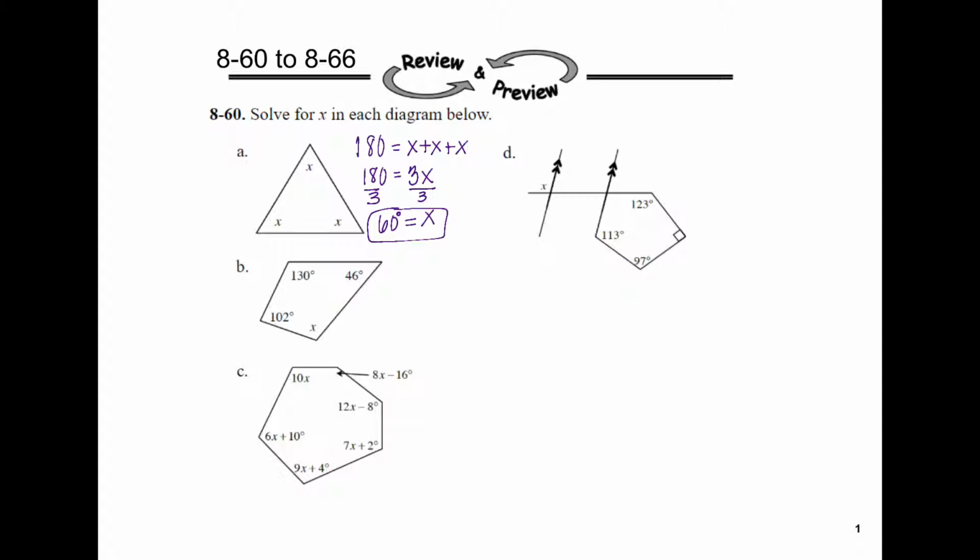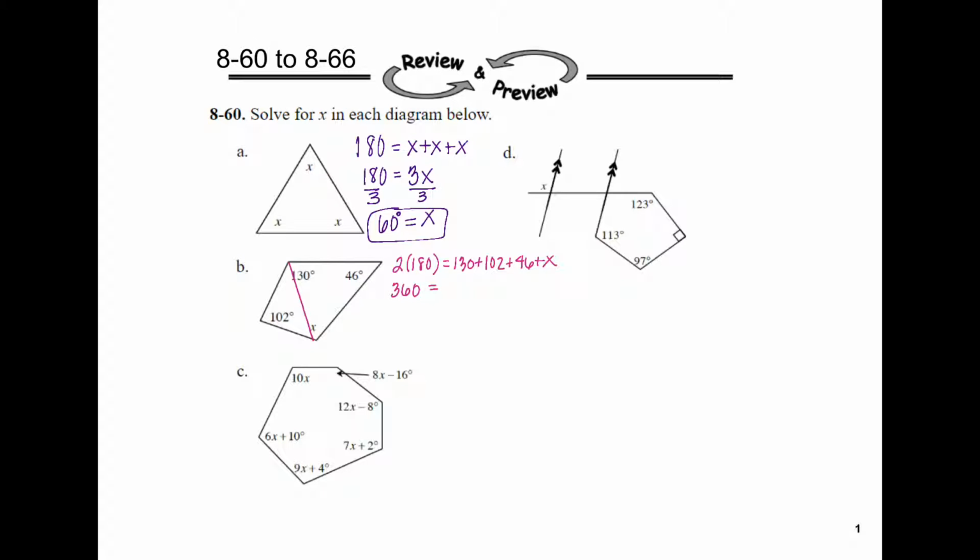Looking at letter B, I'm looking at a polygon that has 4 sides. I know that if I connect these two vertices, I have 2 triangles that equal 180 each. So 2 times 180 equals the sum of all of my interior angles. So 130 plus 102 plus 46 plus x. 2 times 180 gives me 360.